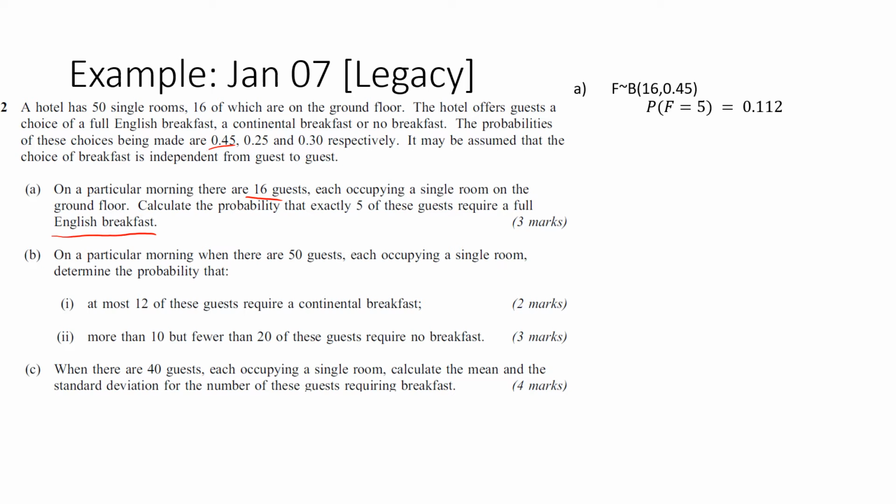It wouldn't be worth 3 marks, it would probably be worth 1, and you're probably going to get asked one of these questions, not all. Okay, 50 guests, so n is 50 this time, but I read continental breakfast. So continental breakfast is the second option. So English breakfast was the 0.45, continental is the 0.25.